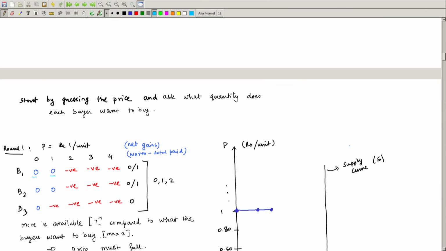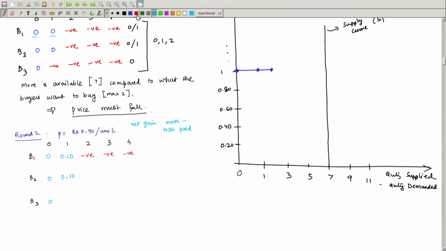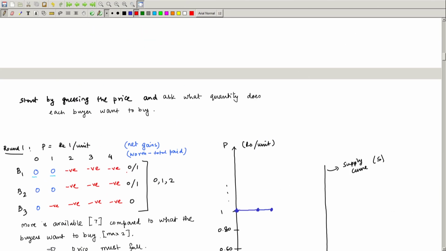So, let us collect that information, and we will just say that the gains are going to be negative for all of these cases. So, buyer 2 is going to unambiguously buy exactly 1 unit. And finally, let us look at buyer 3.